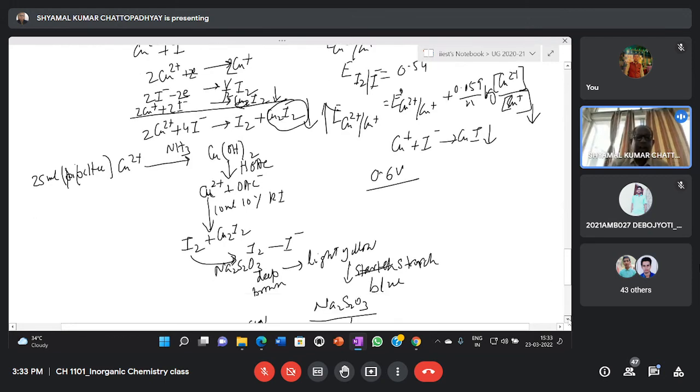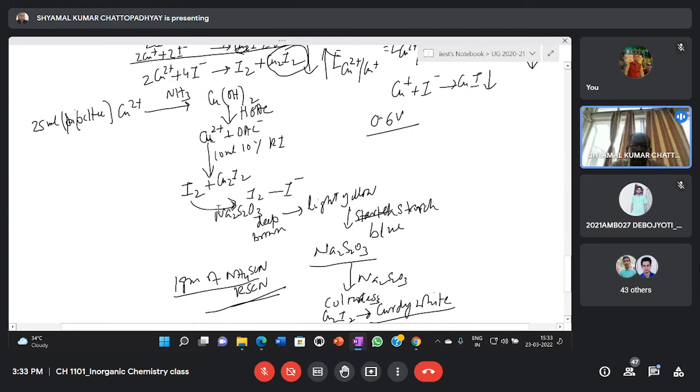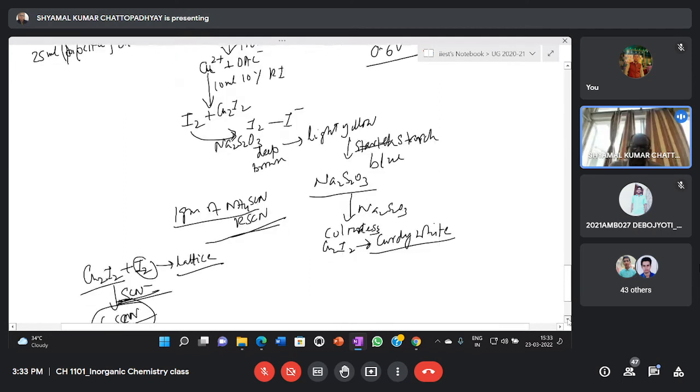Then to this solution add, like before, 10 milliliter of 10% KI, and keep it in the dark for 5 minutes. So cupric will be reduced to cuprous, and iodide will be oxidized to iodine. Now we shall titrate this liberated iodine using thiosulfate. So we go on adding thiosulfate like before. The deep brown color goes to light yellow. At this point we add starch. Again the blue color comes. We go on titrating with sodium thiosulfate like before.